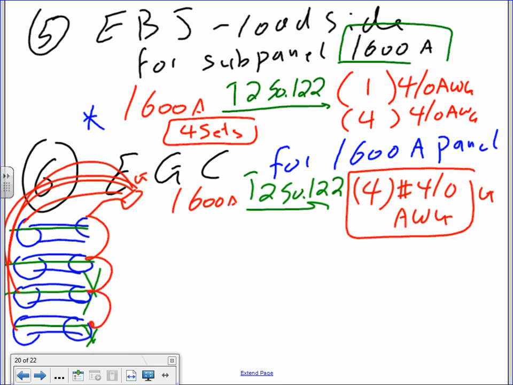One more time. For the equipment bonding jumper, I have two options, guys. Either go daisy chain them, the conduits, or home run them, so you can have four or one. Now, with the equipment ground conductor, that's this guy inside the conduit, you have to have four. If you have four sets, you have to have four.